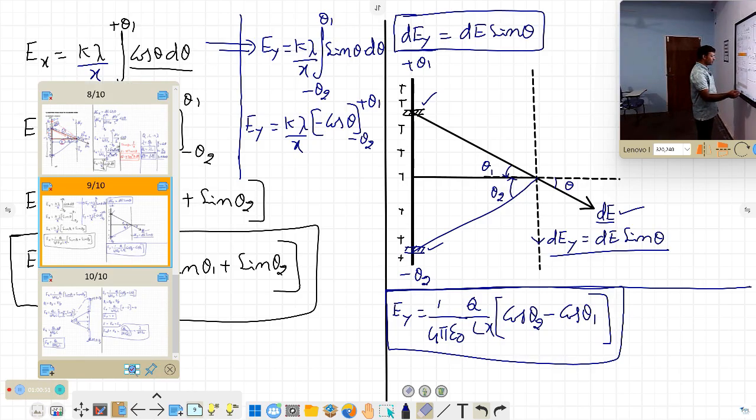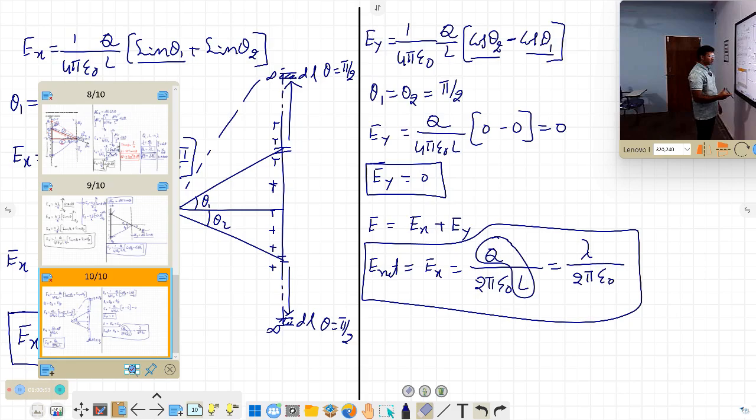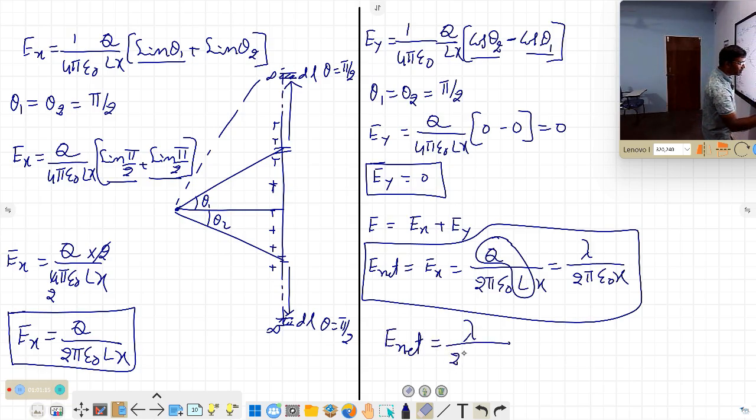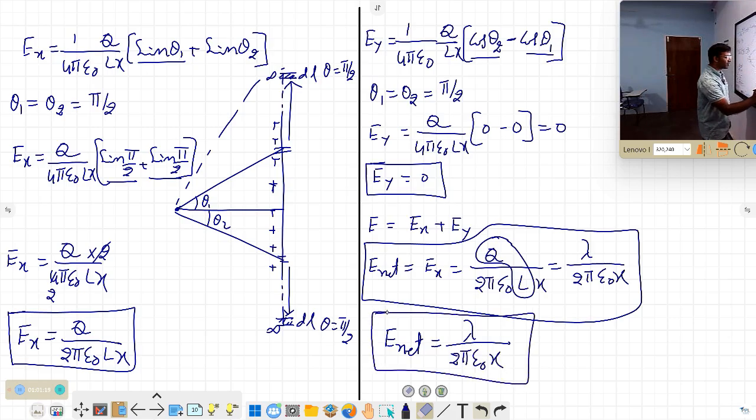So if you take that x value into the last equation, what are you going to get? If you include that x value in every expression, we have x also present here. We forgot that x, so you need to check that. So the answer is E net equal to lambda by 2 pi epsilon naught into x. This is the expression for the electric intensity due to an infinite length charged wire.